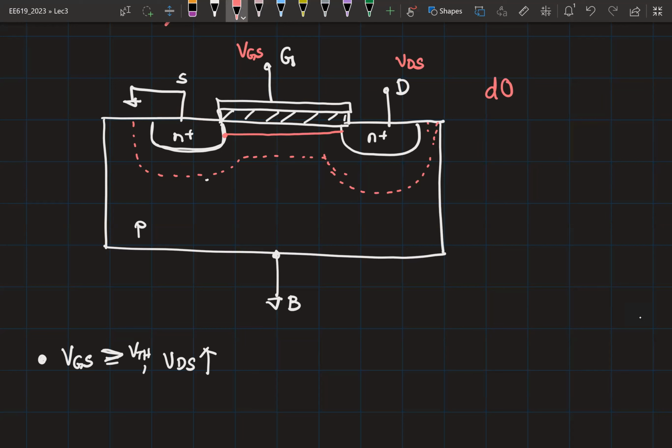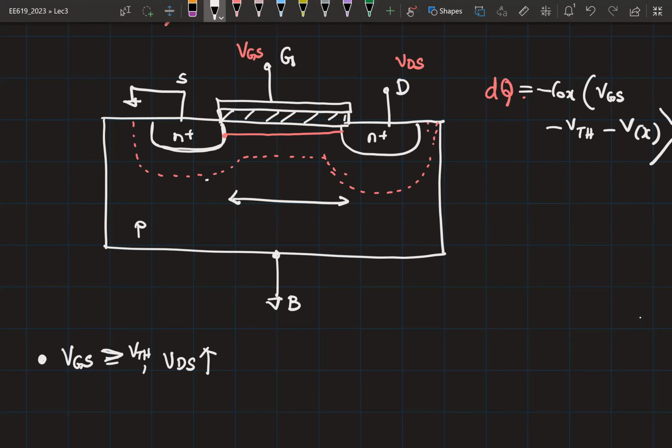Because the charge density as you go across this length, this is the x direction, we saw that the charge density was equal to minus COX into (VGS minus VTH minus V of x), where V of x is the voltage at the point x in the channel because of the VDS that you have applied. So as your VDS is increasing, your channel is going to get tapered. Okay, so this is basically the linear region. The channel has not pinched off yet.